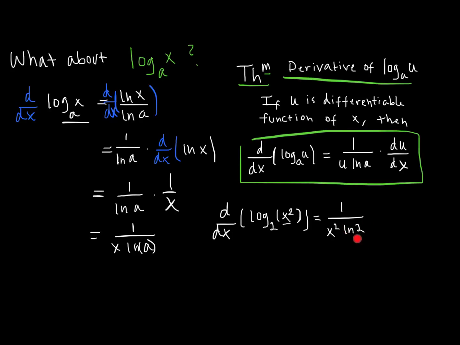But just know that this is the value that you raise e to the power of to get 2. Okay, so it's just some number. And then I have to multiply by the derivative of the inside, so the derivative of x squared, which is 2x. And so this will just be equal to 2x over x squared times natural log of 2.